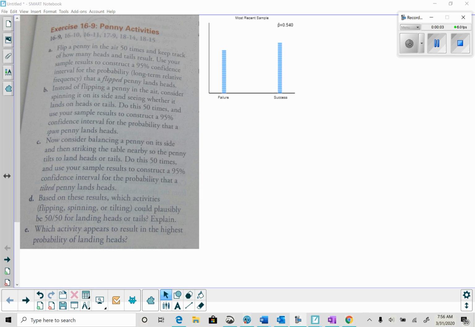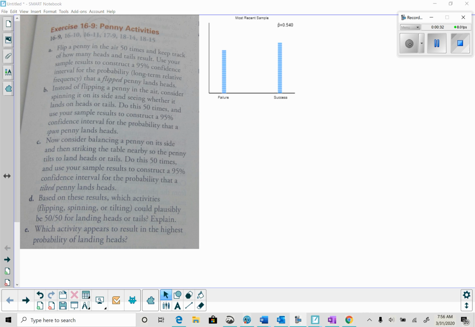Okay, let's take a look at some of the questions that you had from topic number 16, starting with number 9, the penny activities. You were asked to flip a penny into the air 50 times and keep track of how many heads and tails, and then use your sample results to construct a 95% confidence interval for the probability that a flipped penny lands heads.